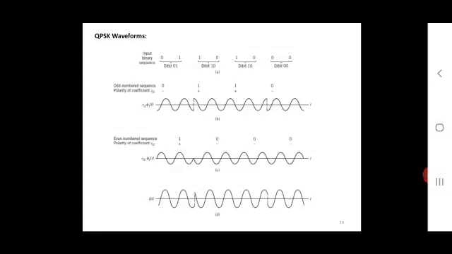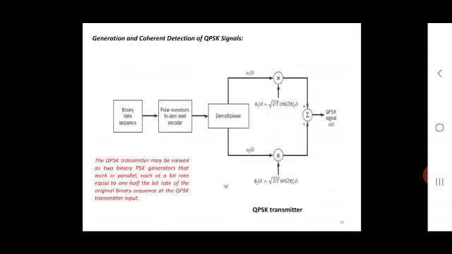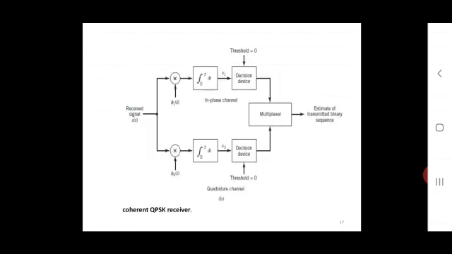In last class, we have discussed the QPSK waveforms, generation of odd number sequence, even number sequence, and combination of both. In today's class, we'll go for generation and coherent detection of QPSK signal. In that, first we'll consider the transmitter of QPSK, what all it includes. Next part is the receiver, that is the coherent QPSK receiver, we'll discuss.